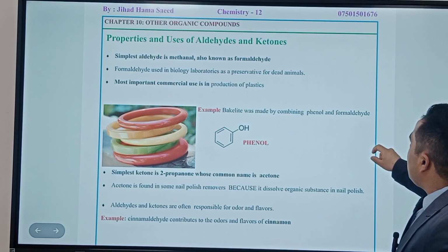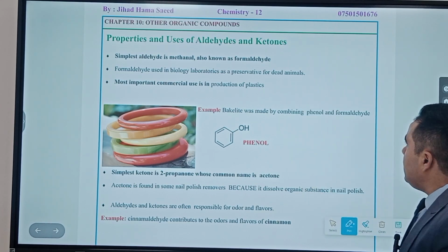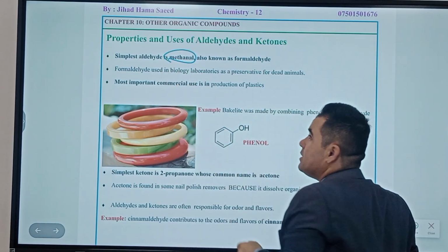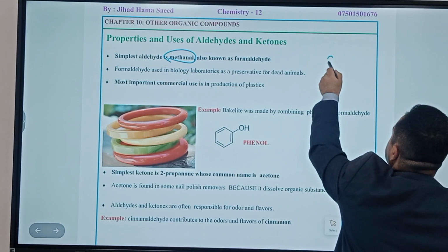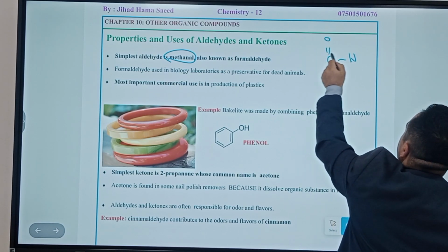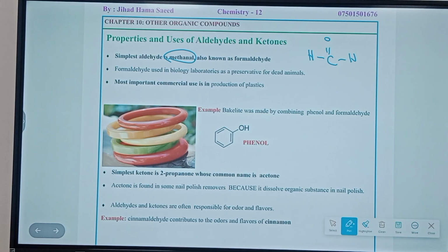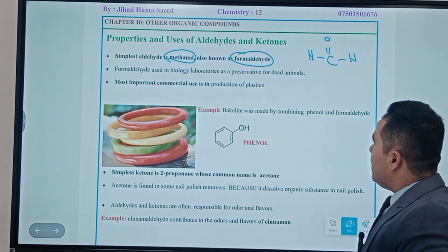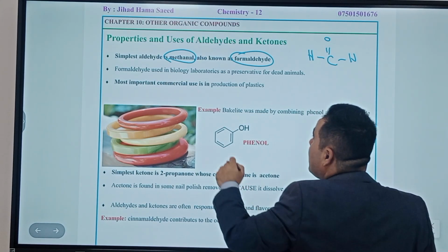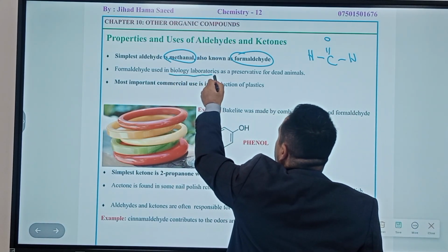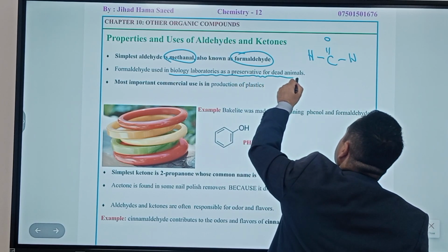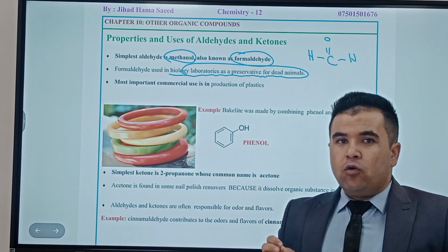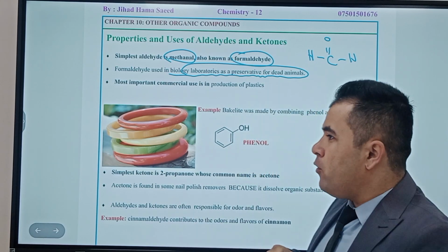Ketones and aldehydes have properties. Let us talk about their properties. The simplest aldehyde is methanal, which is C double bond with O, and H and H. This is methanal, guys, whose common name is formaldehyde. Formaldehyde is used in laboratories as a preservative for dead animals or dead bodies, to protect the dead body from spoiling.